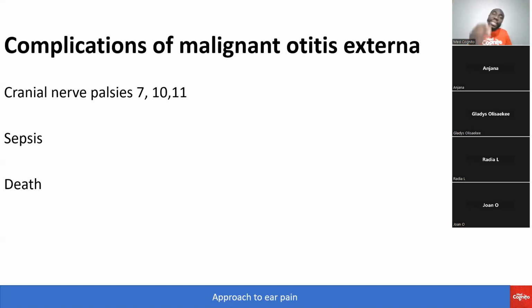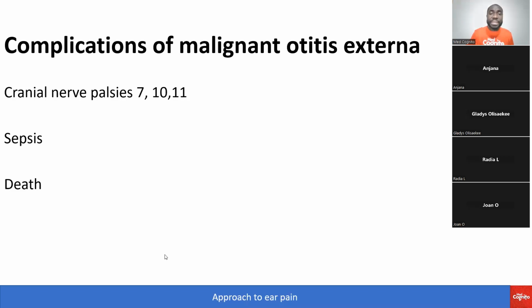And what are some of the complications of malignant otitis externa? They can have cranial nerve paralysis. Please write it down. Cranial nerve 7, cranial nerve 10, cranial nerve 11. Which cranial nerves can be affected in malignant otitis externa? 7, 10, and 11.